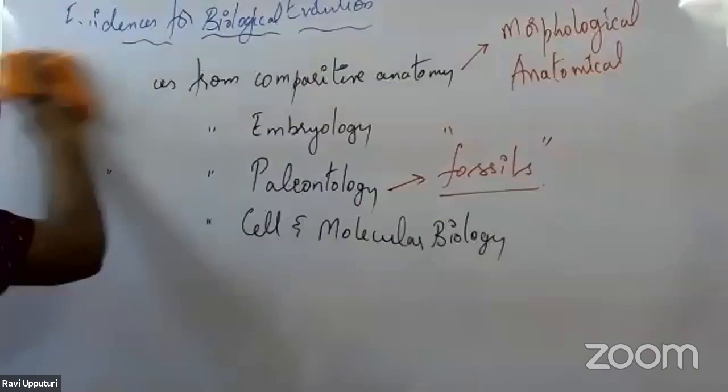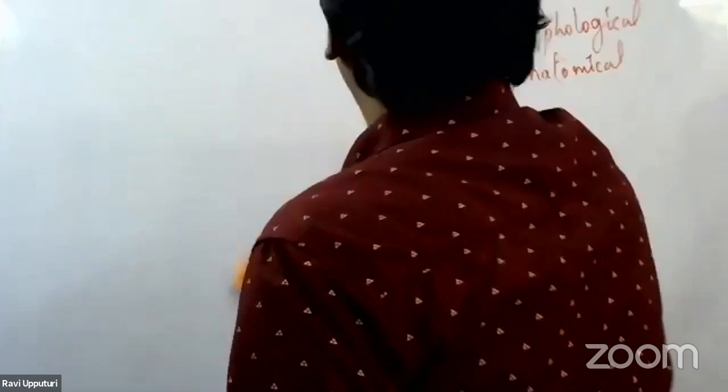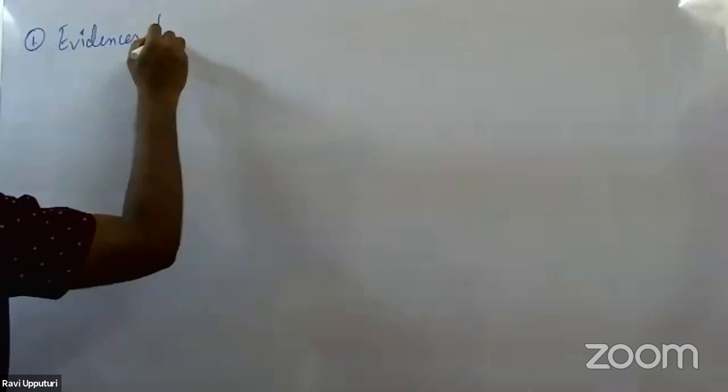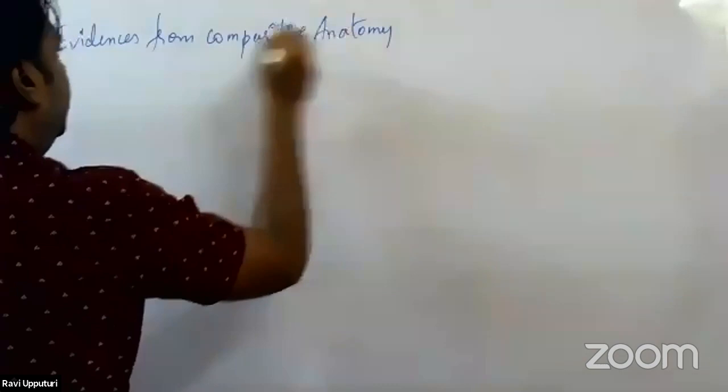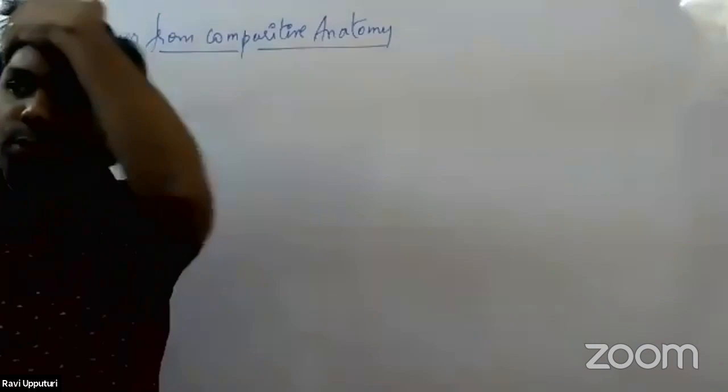As we have already said, it is nothing but evidences with regards to morphology as well as anatomy. So anatomical as well as morphological evidences. So we'll be taking up evidences from comparative anatomy, that is morphological evidence as well as anatomical evidences. So let's take up these morphological and anatomical evidences.